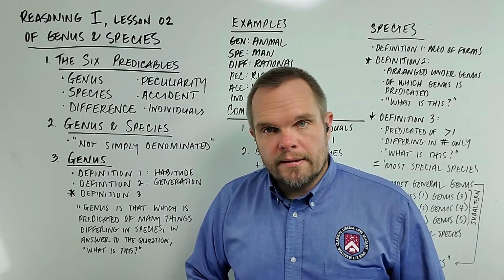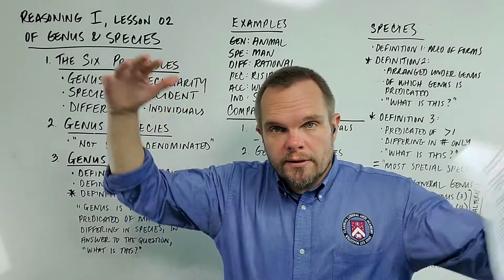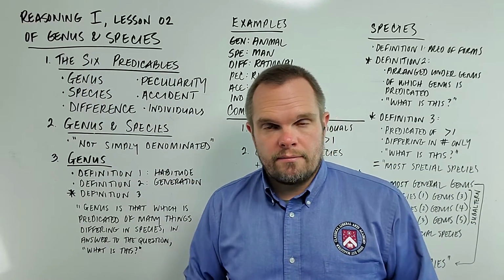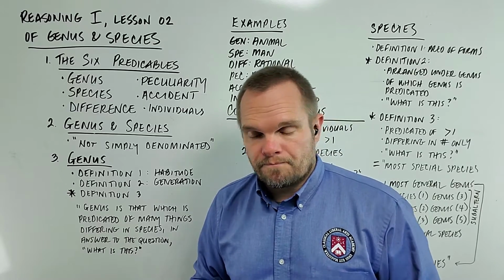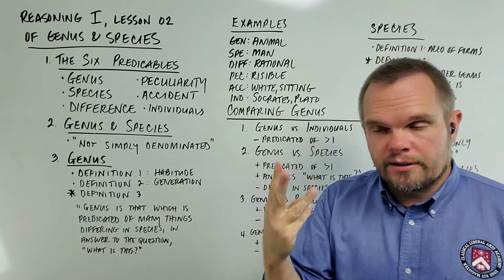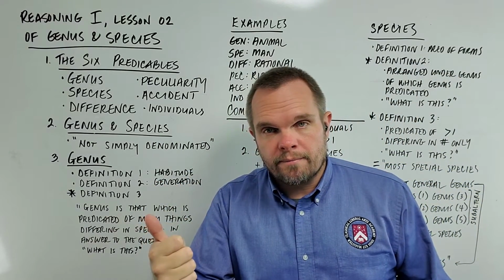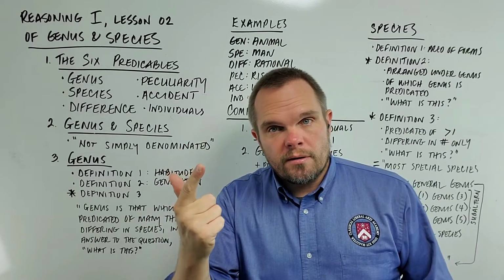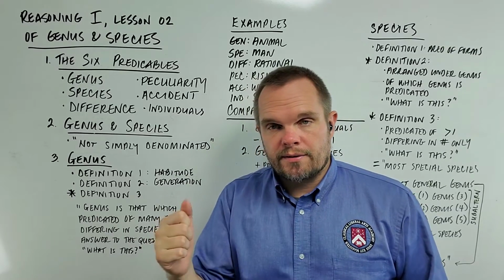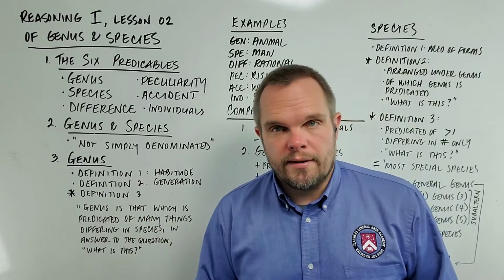Animal would be an example of a genus. And there are others; you could go up into larger and larger classes of things and name the genus of that thing. Okay? There are three points in the definition of genus. First, it is predicated of more than one thing, or many things. Second, those things differ in species, and we'll see what that means when we look at species next. And third, it answers the question, what is this?